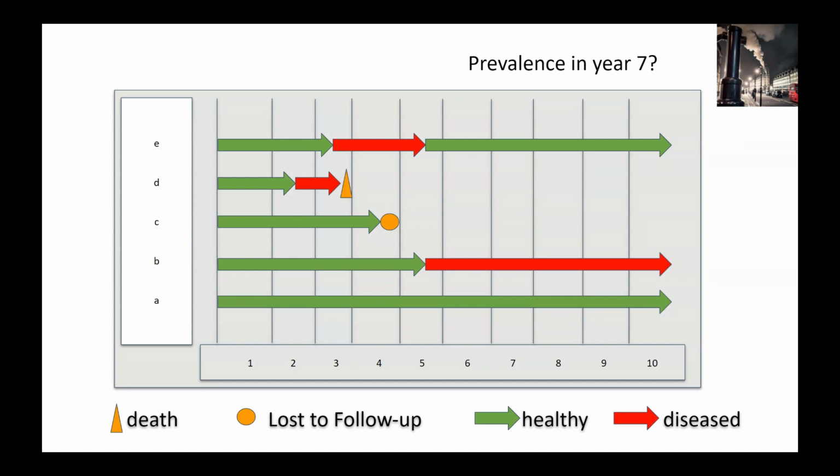Note that we missed in the analysis C, who was lost in year 4, and D, who died in year 3 of follow-up. Note that the prevalence will change if we analyze other points in time.